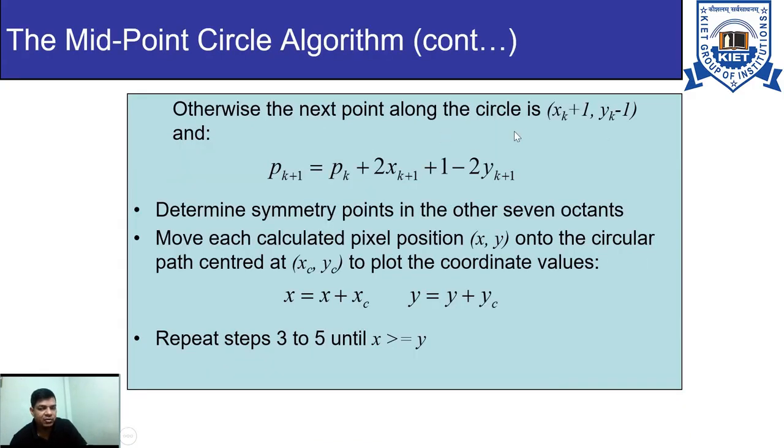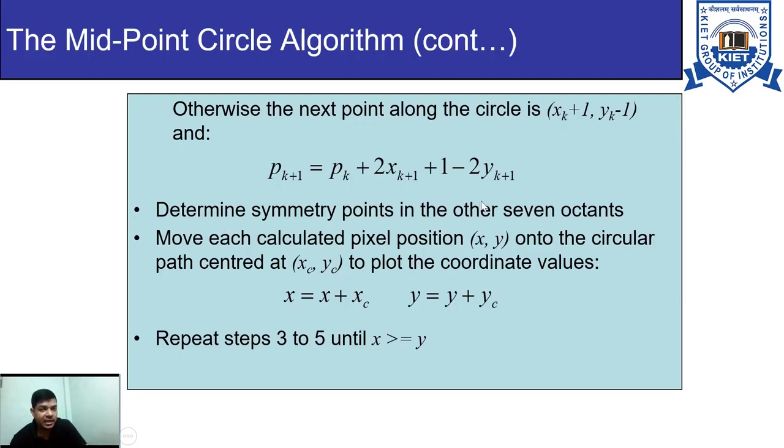While in the other case, we will increment the value of x but we will decrement the value of y, and in this case the next pixel parameter is defined as pk plus 1 is equal to pk plus twice of xk plus 1 plus 1 minus twice of yk plus 1. And we know that if we are getting 1 point, then the rest 7 points we can calculate by using the concept of symmetry. Determine symmetry points in the other 7 octants.